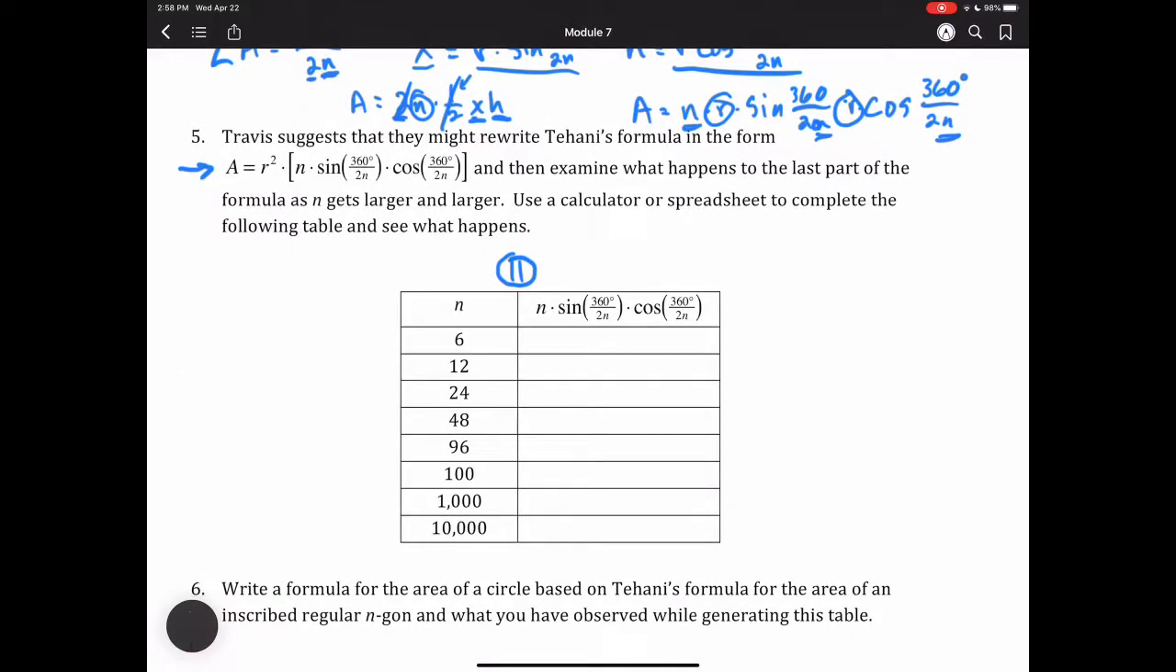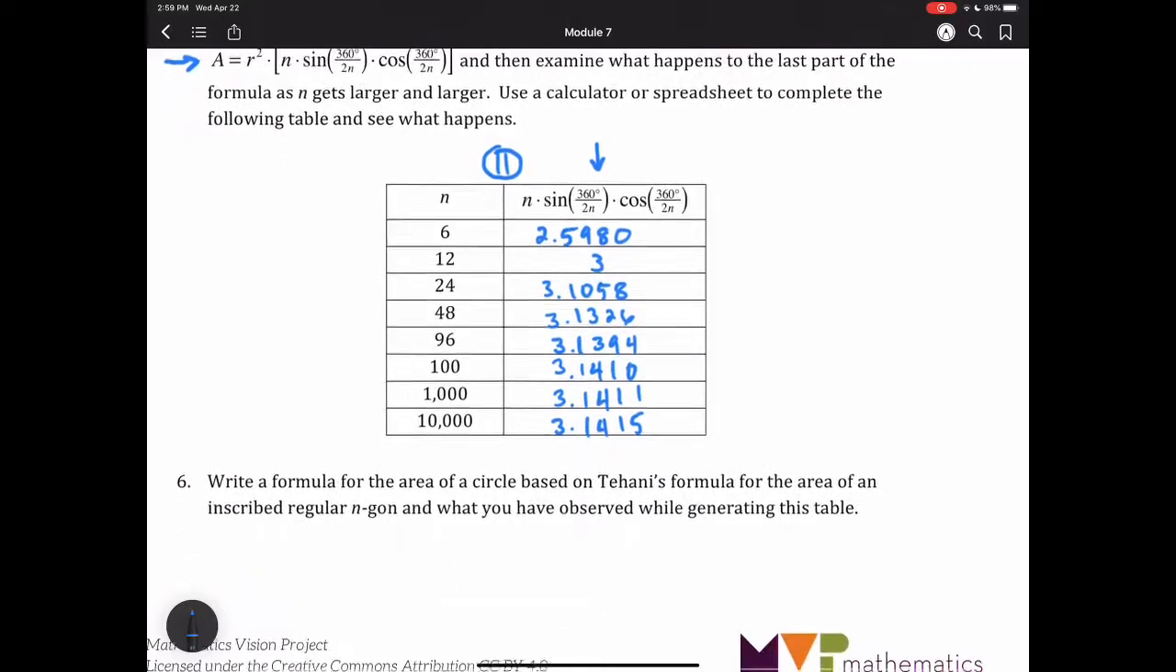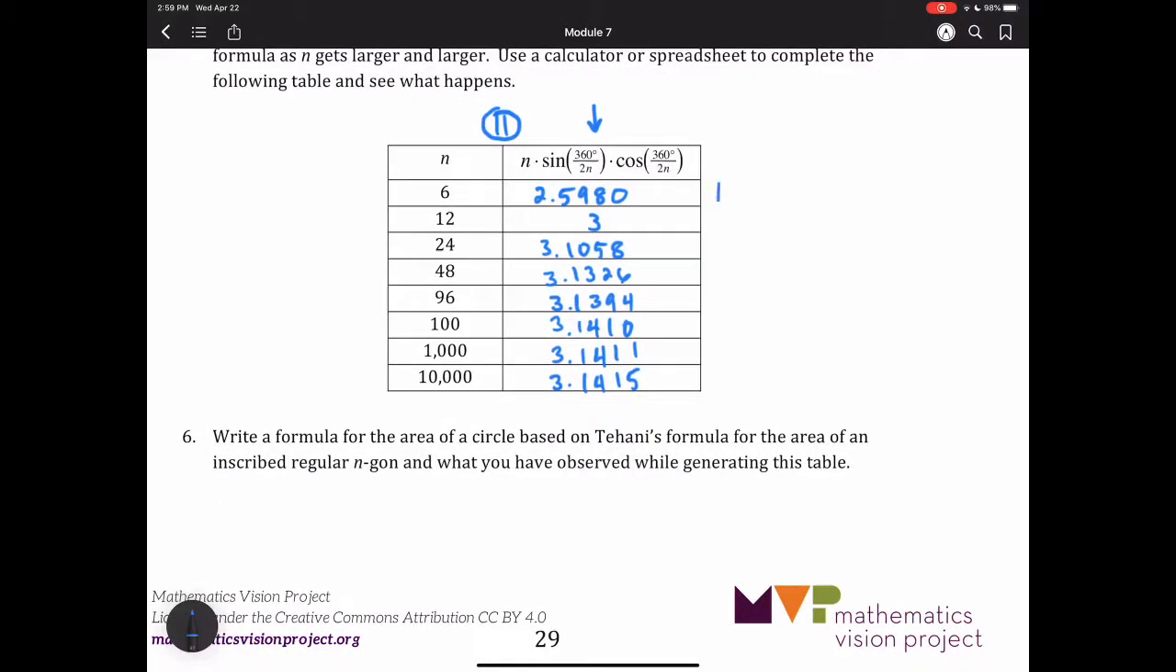So now again, I want you to pause the video and plug in all your n's for the n's in here. So plug in all those values in the left-hand column. So pause the video. So hopefully your values coincide with these ones that I have filled in on the table. And now we can write a formula for the area of the circle based on Tahani's formula. So again, as we go downward, check out what value we're approaching as n approaches infinity, as n gets larger and larger. Well, as we're going downward, we get closer and closer to pi.